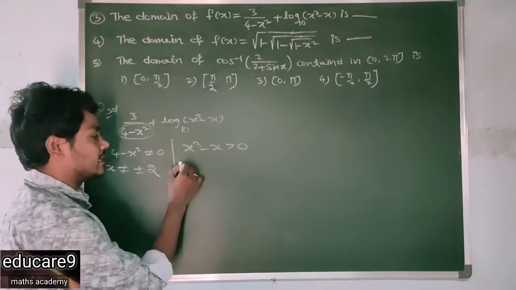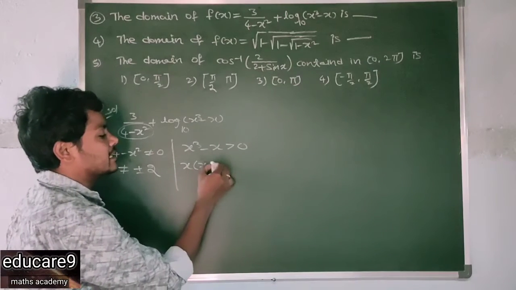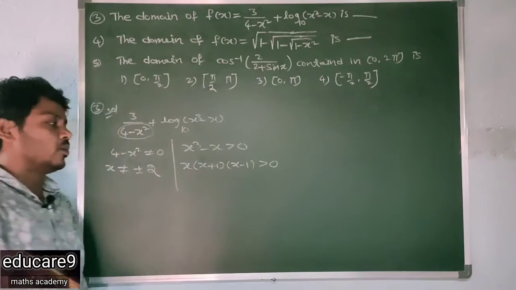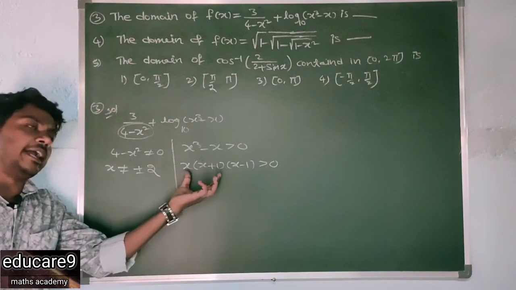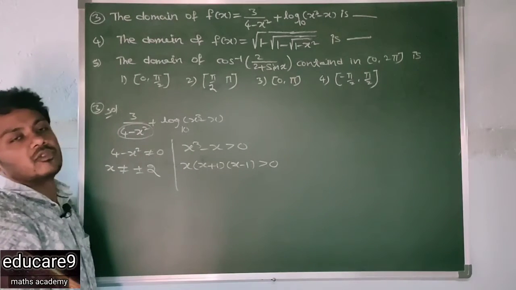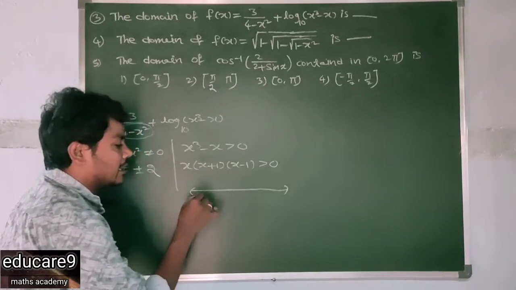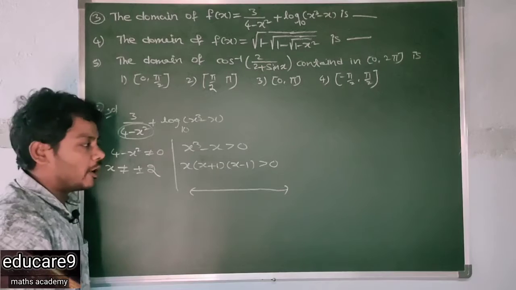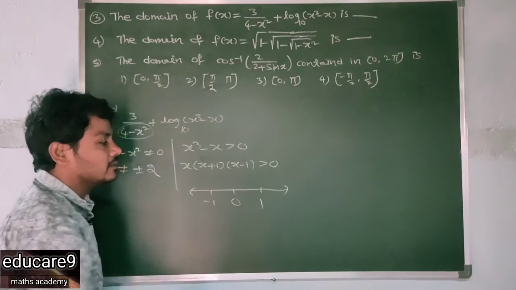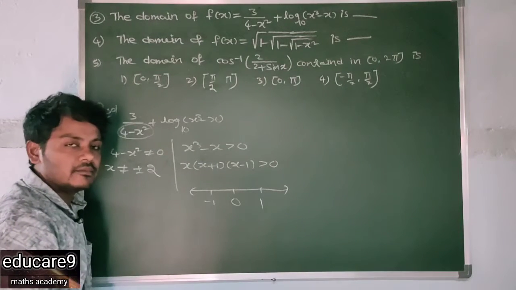Now x is common. You get x square minus 1. So that can be written as x plus 1 into x minus 1, and it is greater than 0. So you want to find values of x for this inequation. See here, for this you want to draw the real line and locate the points minus 1, 0 and 1, and then substitute the values of x.